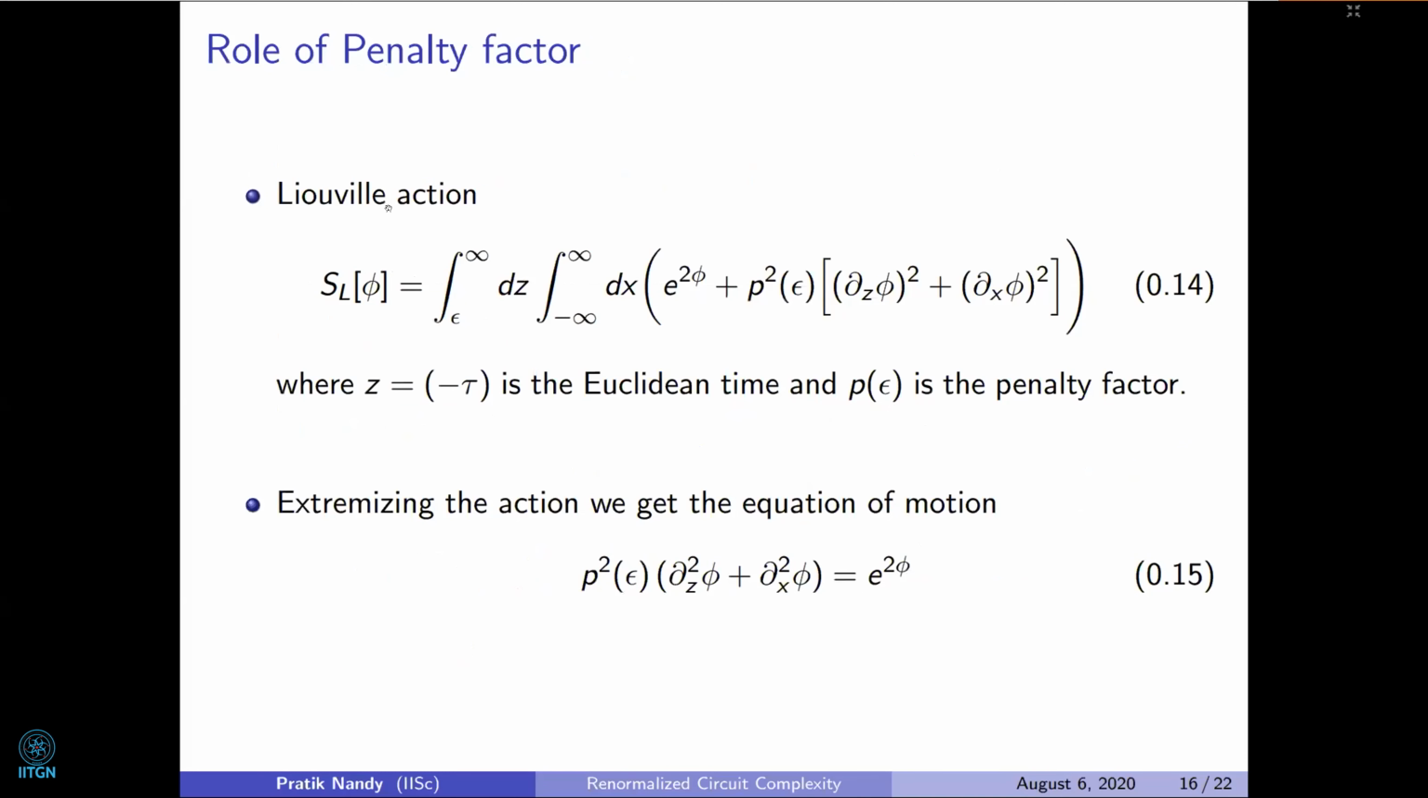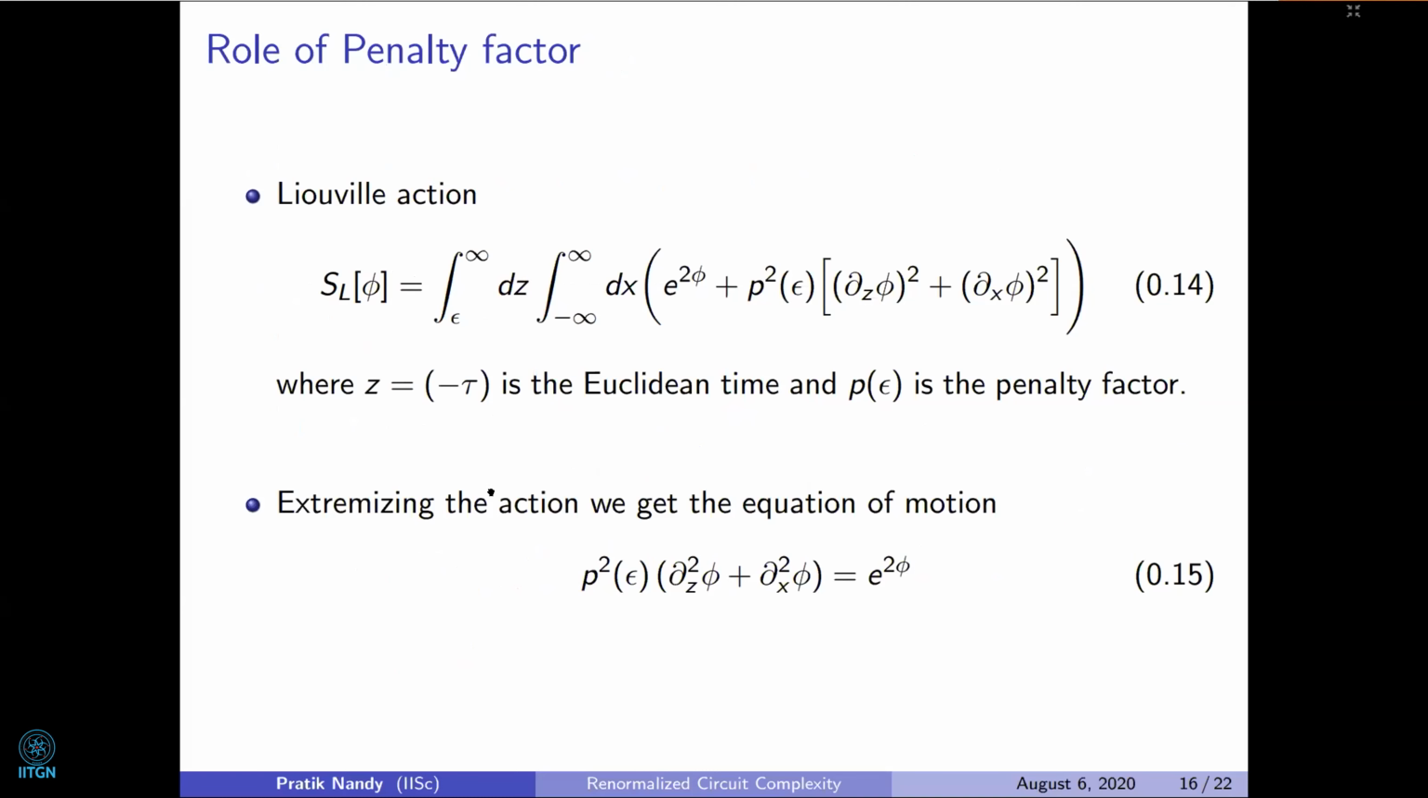Now we want to penalize this Liouville action. We want to penalize this derivative direction, so we say that the derivative direction is a harder direction than the potential direction. So we want to penalize with some penalty factor, and this penalty factor actually depends on the tolerance that we have previously set. In the continuum case, you also demand that it depends on this tolerance.